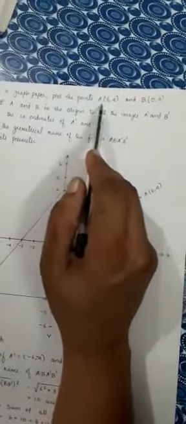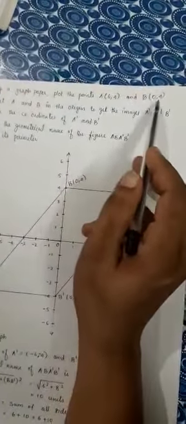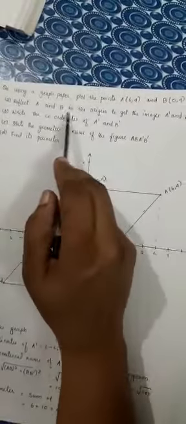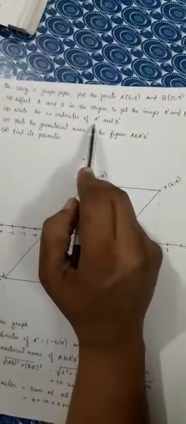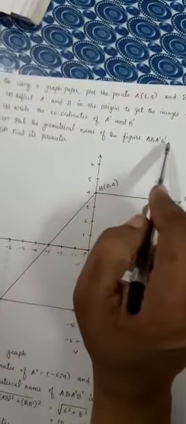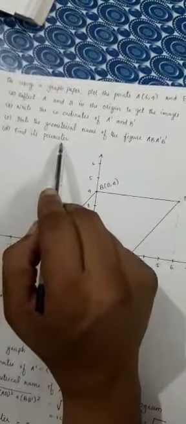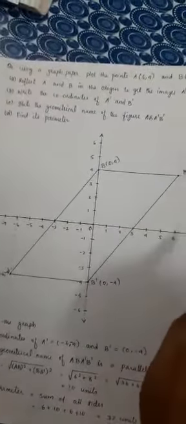Next question. Using a graph paper, plot the points A 6, 4 and B 0, 4. Reflect A and B in the origin to get the images A dash and B dash. Write the coordinate of A dash and B dash. Next, state the geometrical name of the figure AB A dash B dash. Next, find its perimeter. First, using the graph paper, plot the points. Plot the coordinate x-axis and y-axis.